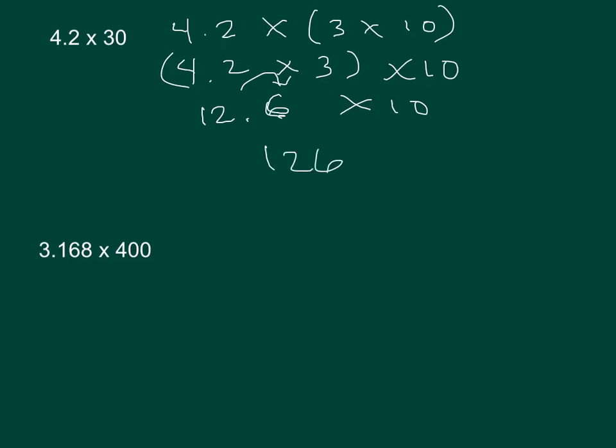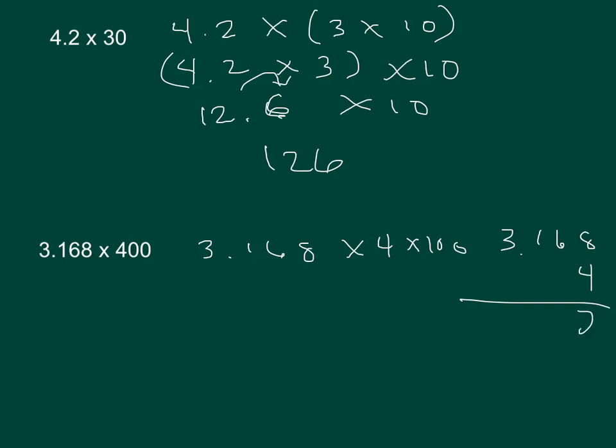Now on the next example, we're taking not quite as nice of a decimal, 3.168 times 400. And 400 is the multiple of 100, so it's 4 times 100. So we're going to look at 3.168 times 4 times 100. And so I'm going to go off to the side, and I'm going to look at 3.168 times 4. And I'm just going to do stack math, and I'm going to not think about the decimal at first.